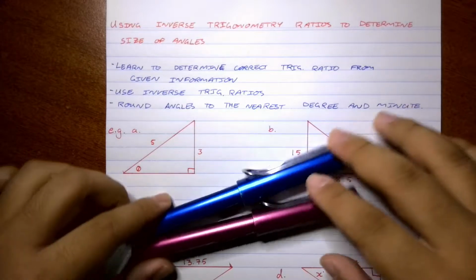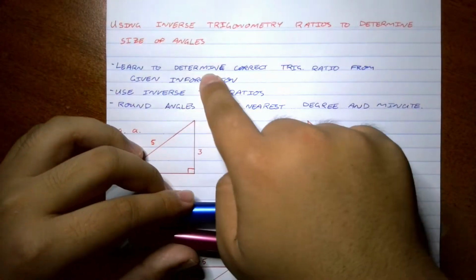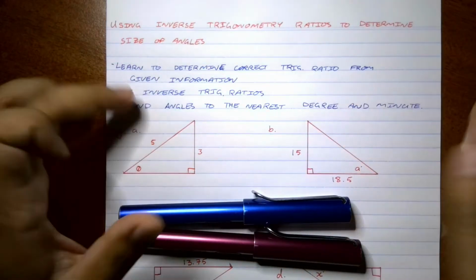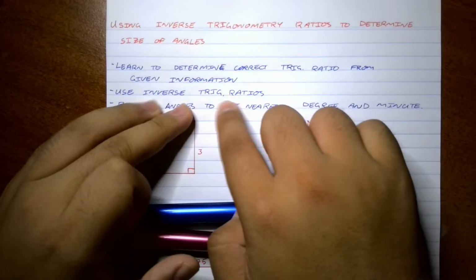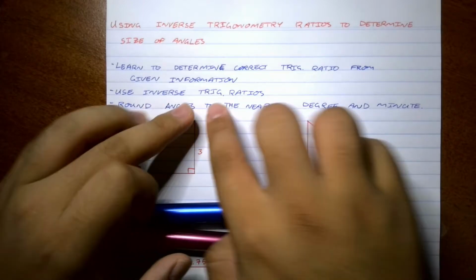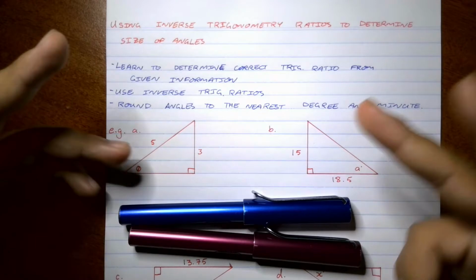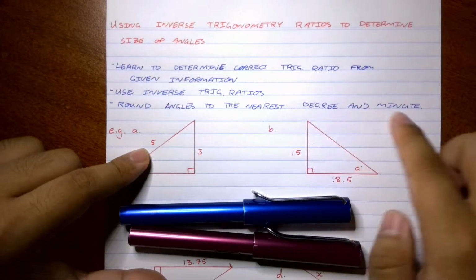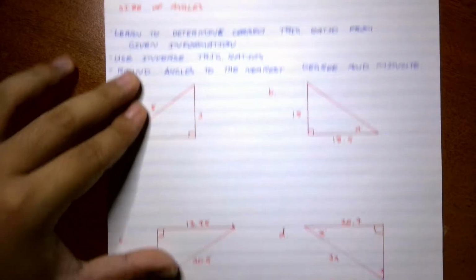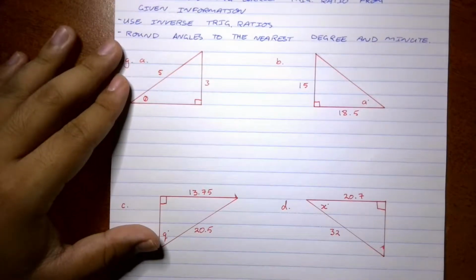In this video we're going to learn to determine, first, the correct trig ratio from the given information. Then we're going to learn how to use inverse trig ratios. And lastly we're going to learn two more things: how to round angles to the nearest degree and to the nearest minute. Okay, let's begin.